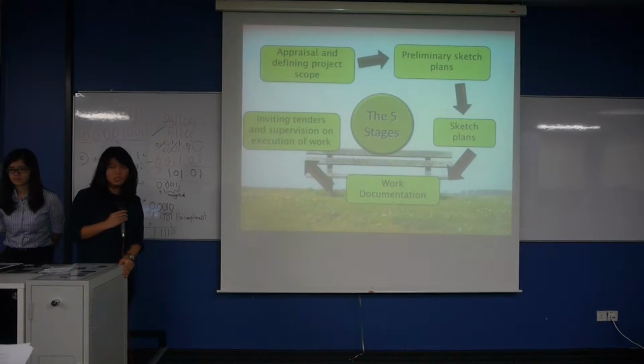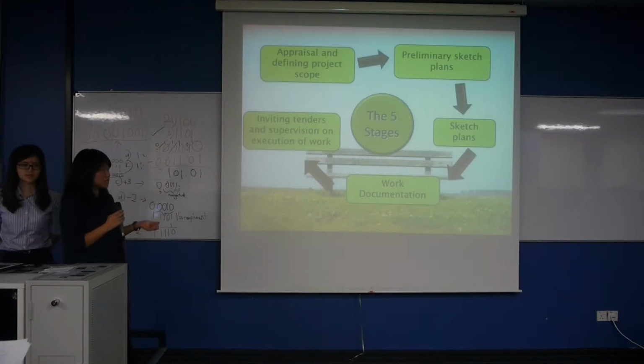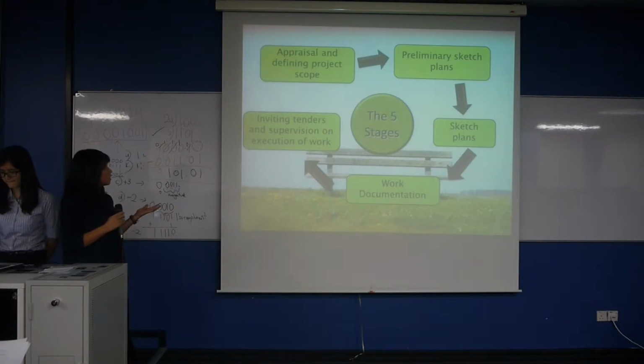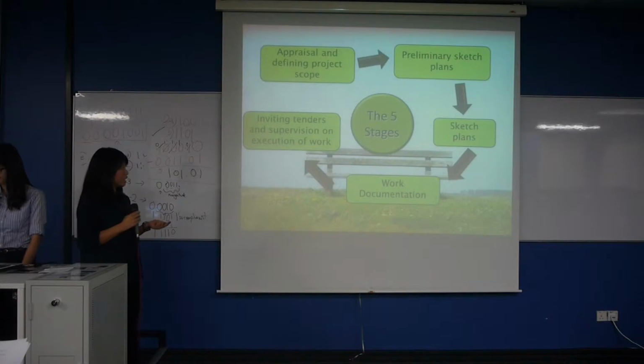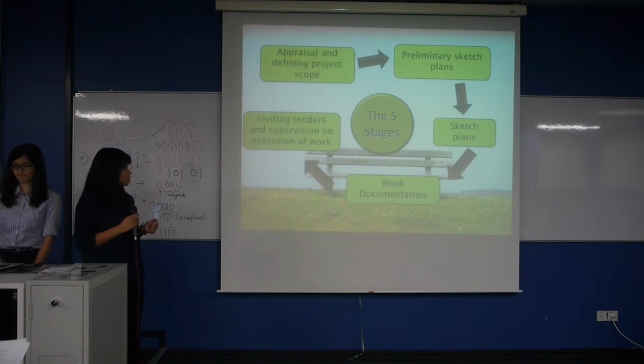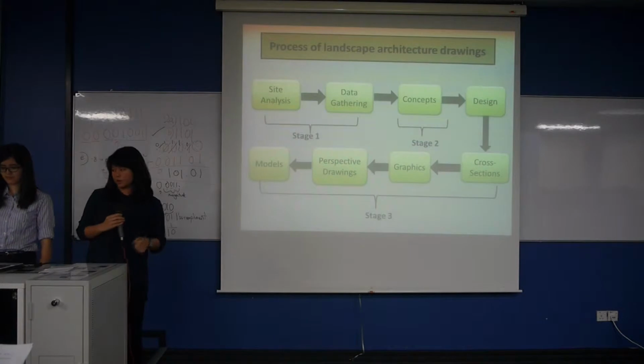And there are 5 stages for landscape architecture. The first stage is appraisal and defining project scope. The second is preliminary sketch plans. The third is sketch plans. The fourth is work documentation. And the last is inviting tenders and supervision on execution of work.